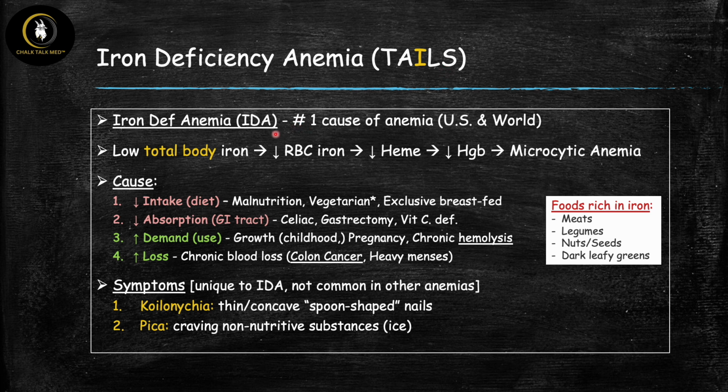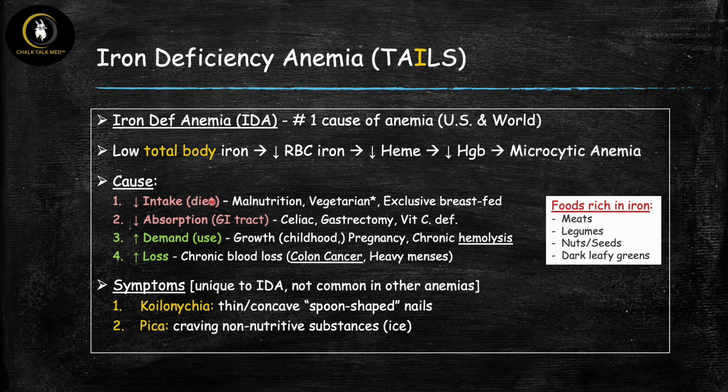Iron deficiency anemia, or IDA, is the #1 cause of anemia in the US and the world. The problem is that there's a low amount of total iron in the body, which means that the red blood cells have less iron, which means they can't make heme, which means they can't make hemoglobin, and by now you know that that means microcytic anemia. Okay, so then what are the causes for the body to be low in iron? You can think of it in terms of either decreased intake or absorption, or increased demand or loss.